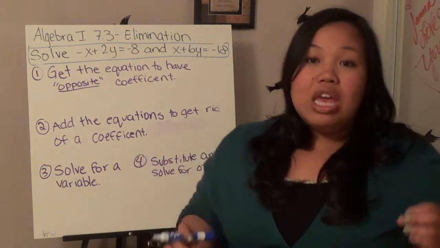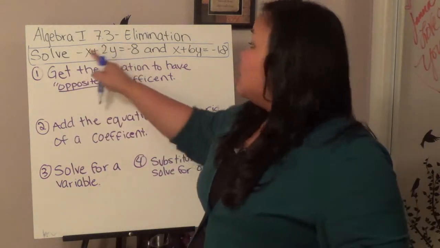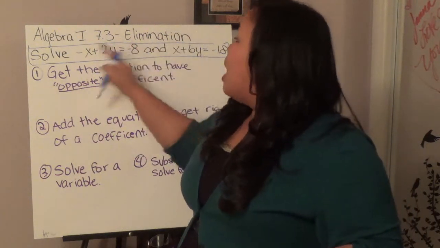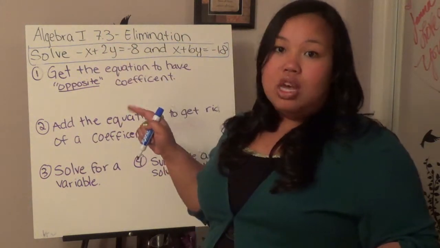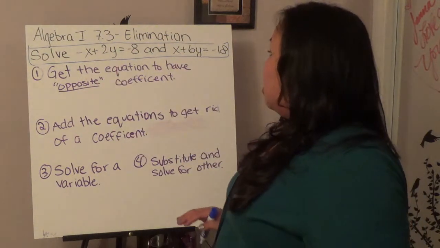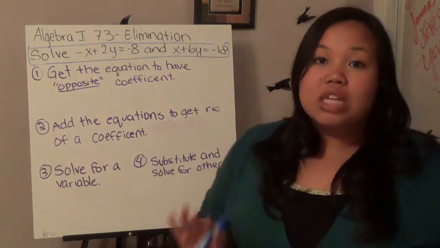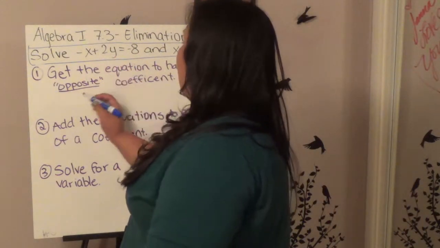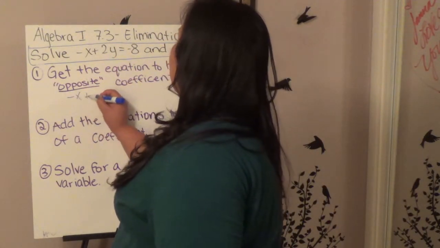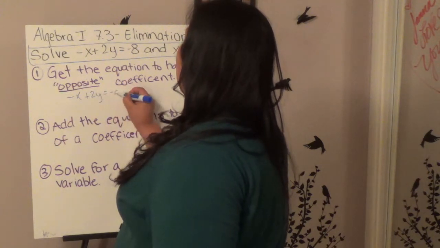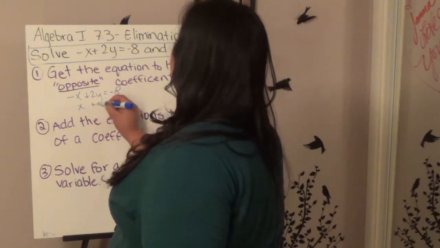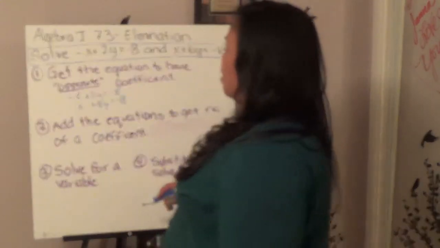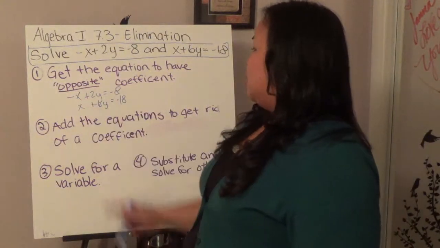So remember, I can do anything to this equation, but whatever I do to one term, I have to do to every term. Yes? And I also have to do it to the other side. So I can manipulate as long as I follow the rules and keep the equations balanced. So for example, I have negative x plus 2y equals negative 8, and x plus 6y equals negative 18. Okay? These are already opposites.